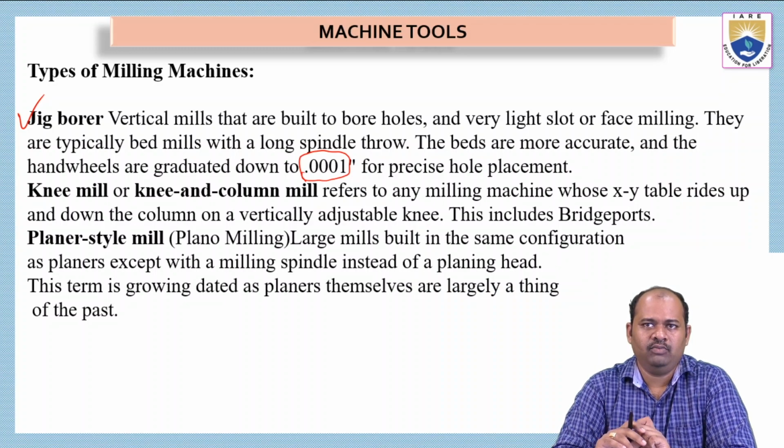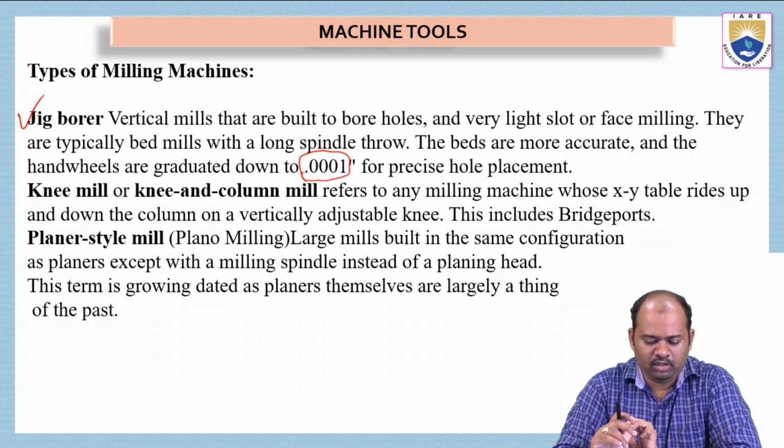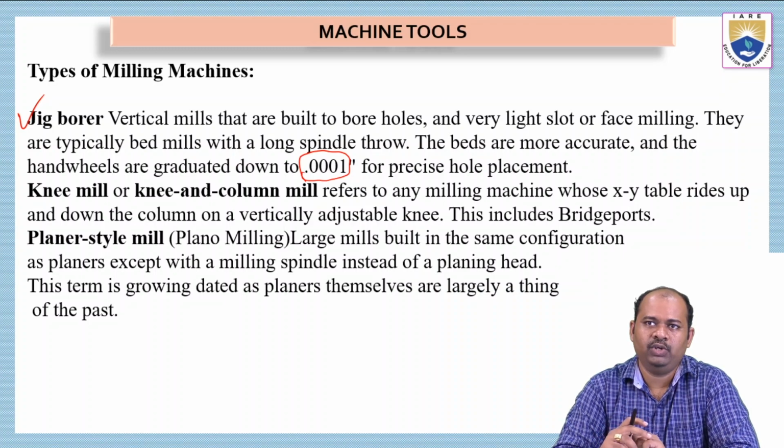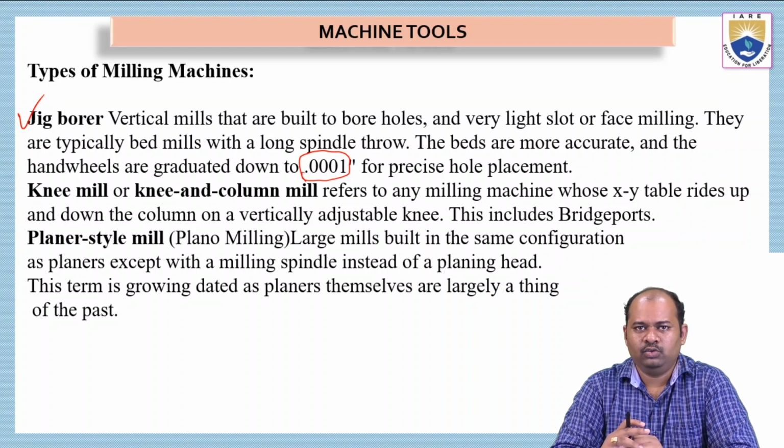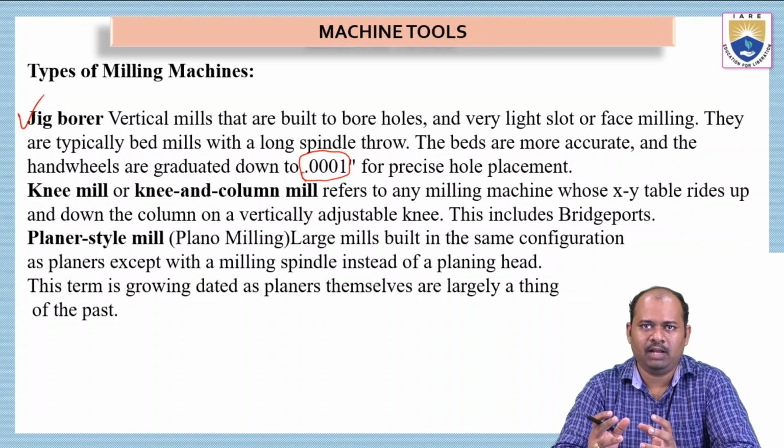Okay, and then we have knee mill or knee and column mill. It refers to any milling machine whose X and Y table rides up and down the column on a vertically adjustable knee. Generally we have a table on any milling machine. If this milling machine also has the capability of moving up and down, then the milling machine can be called a knee mill or knee and column mill. This is the second type in this slide.